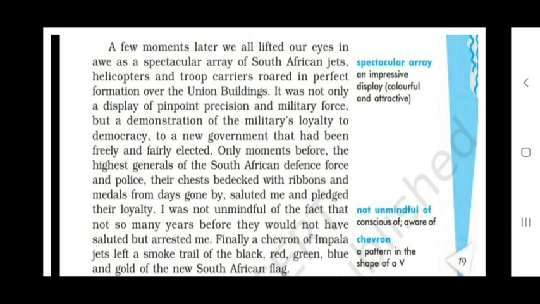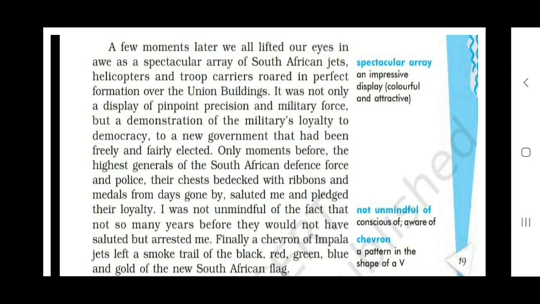So the new government had been freely and fairly elected. People got the right to vote. So they had the power to select the people, the leaders. So the military showcased, or demonstrated, their loyalty towards the new government.